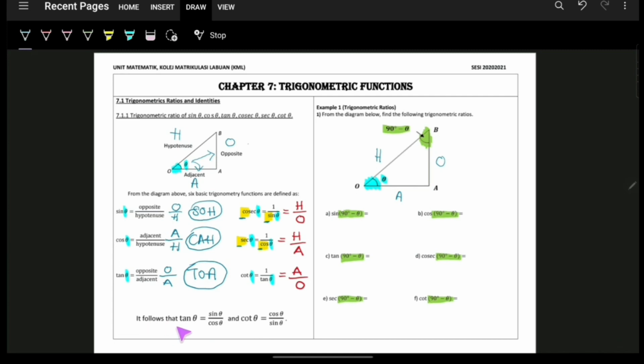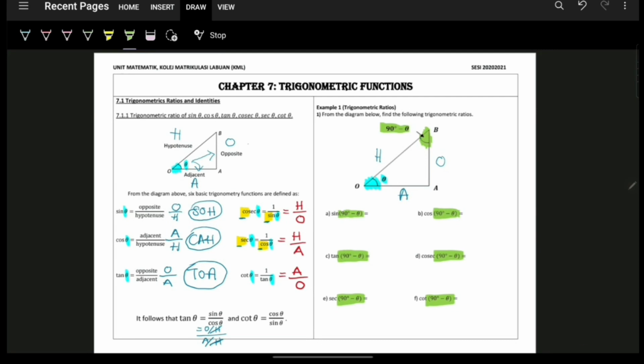And it follows that tangent theta equals sin theta over cos theta, because we know that sin theta is O over H and cos theta is A over H. So we can cancel this and end up with O over A, which is just equal to this one. Okay, and the reciprocal of it, cotangent, which is cos theta over sin theta.